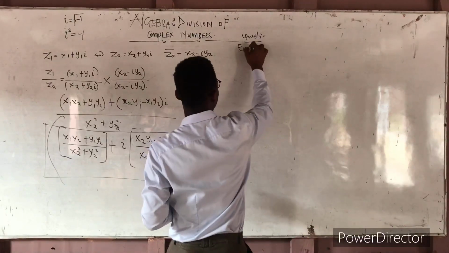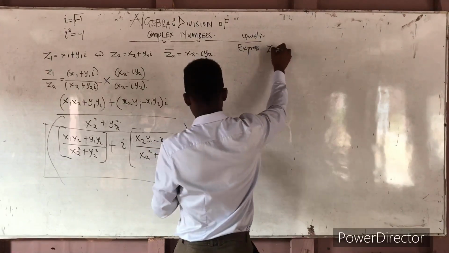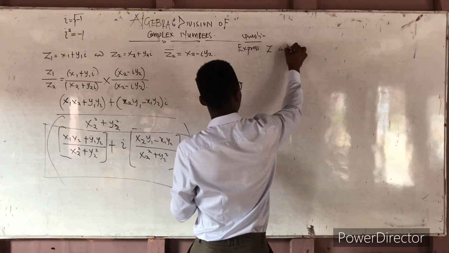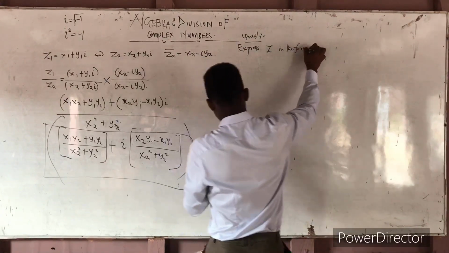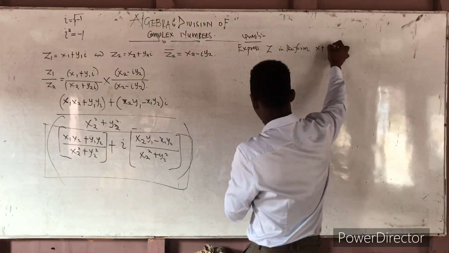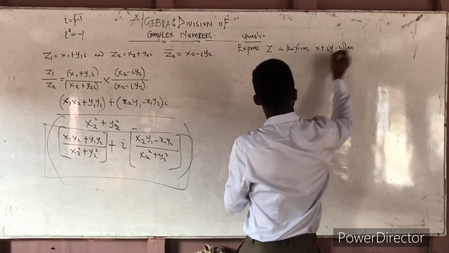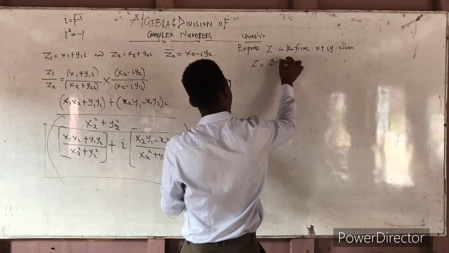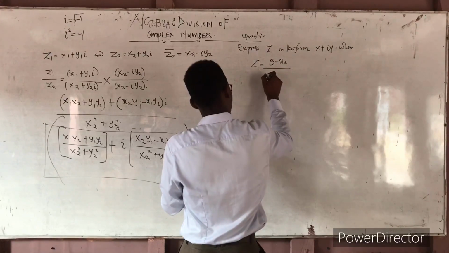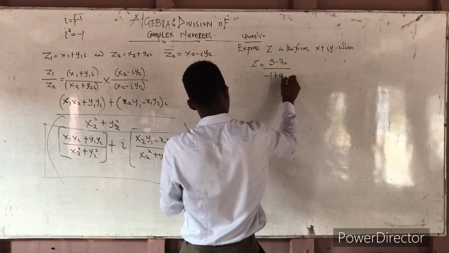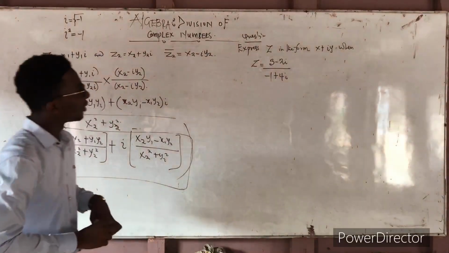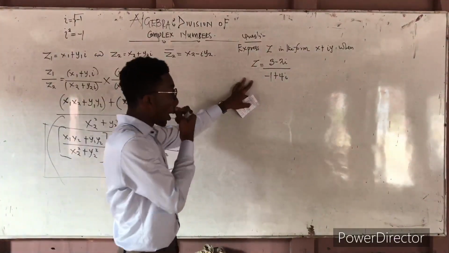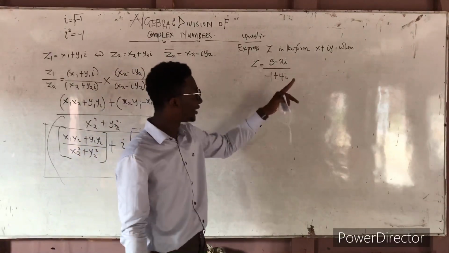So this is the question. It says express the complex number z in the form x plus iy, when you have z equal to 3 minus 2i all divided by negative 1 plus 4i. So this is the question you have been given, and you are asked to express z in this form.